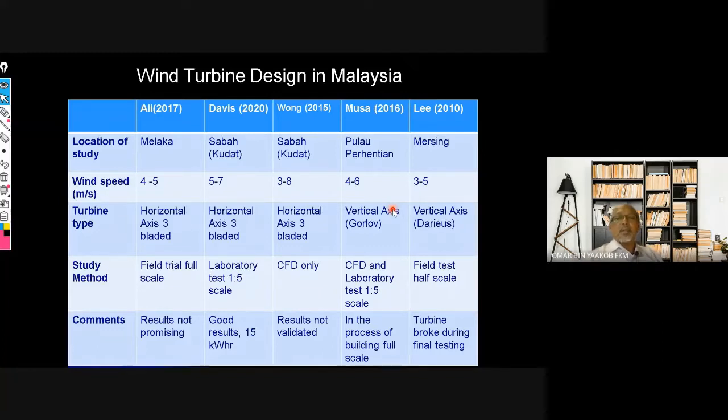Okay, so a poor literature review will take one paper and describe it like this. So one paragraph will describe Lee's work. He did his work in Mersing, and the speed was 3.5. He used the decay axis, and he did half field test at half scale, but finally the turbine broke during final testing. So that is the story about this one.